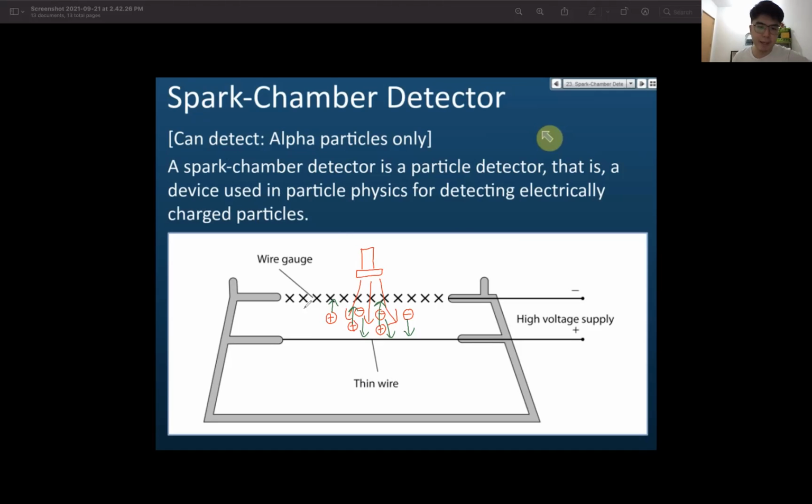You will see a spark here, like a lightning. One spark means like one emission. You can see the spark here. The spark sounds like zzz, zzz, zzz, something like that. So why high voltage? It is because it needs to attract the ions like that. So this is the spark chamber detector, only detects alpha particles. We go to the next one.